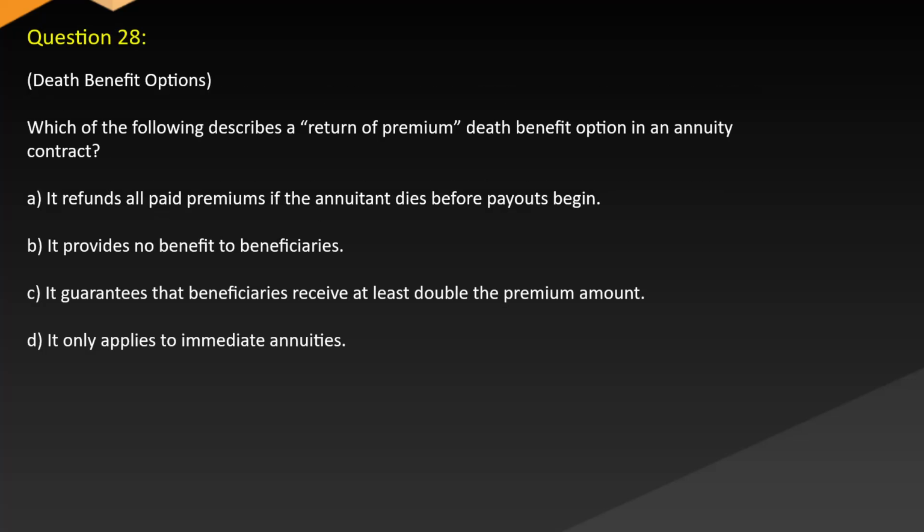Question 28. Death benefit options. Which of the following describes a return of premium death benefit option in an annuity contract? A. It refunds all paid premiums if the annuitant dies before payouts begin. B. It provides no benefit to beneficiaries. C. It guarantees that beneficiaries receive at least double the premium amount. D. That only applies to immediate annuities.